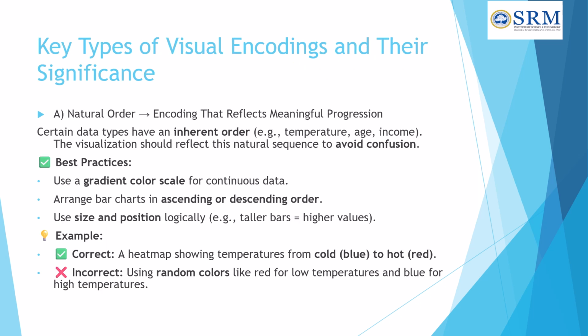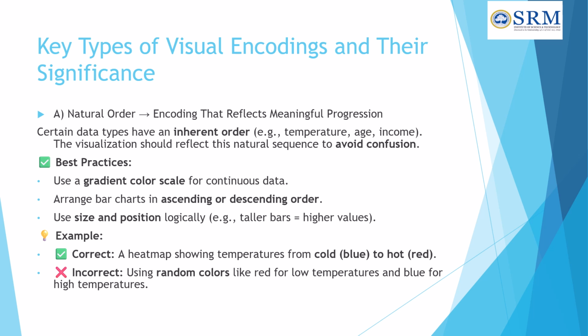Key types of visual encodings and their significance. Natural order. Natural order means using visual encodings that follow a logical, meaningful sequence based on the data. For example, some data like temperature, age or income has a natural progression from low to high. When visualizing such data, it's important to show this order clearly.